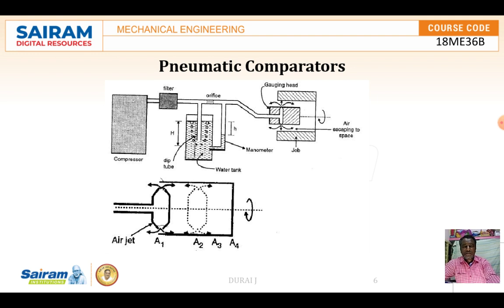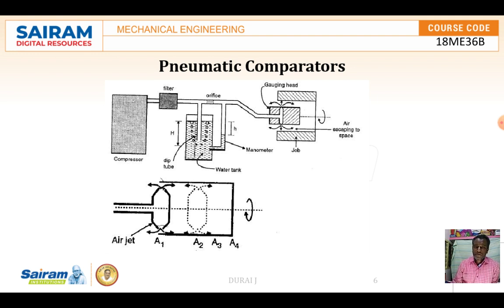So first we are going to check the standard component. After that we are going to check whichever component we want to measure. Okay, in the gauging, suppose the variation is more, then the pressure will be less, and the back pressure will become more, and that will act on this manometer level. Suppose the pressure varies, that can also be noted down with the help of this manometer. So this way the pneumatic comparator works.